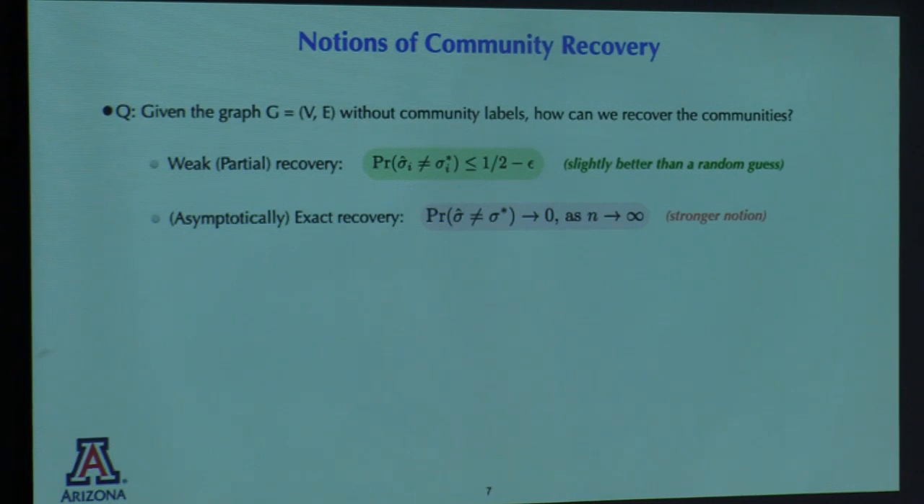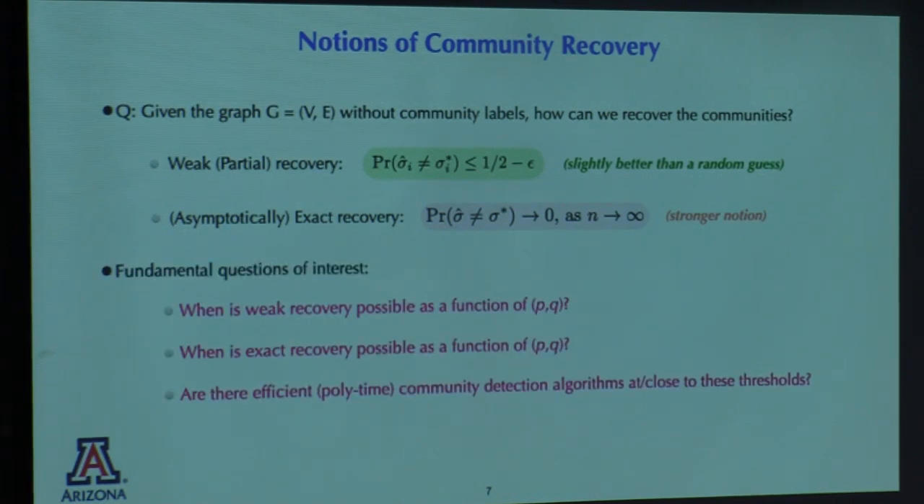The other notion is asymptotically exact recovery, sometimes called strong recovery in the literature. This requires that the probability that the whole vector sigma hat, the vector of labels that you get for all the n nodes, is not equal to sigma star, the underlying ground truth vector, goes to 0 asymptotically as the graph size n goes to infinity. It's not very hard to show that if this is true, then that is true, but not the other way around. Okay, so this is a strong notion.